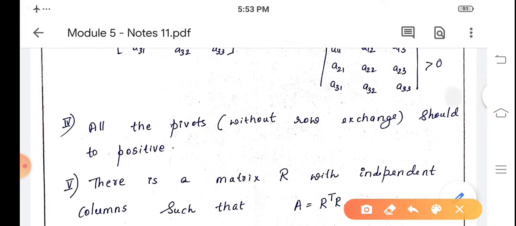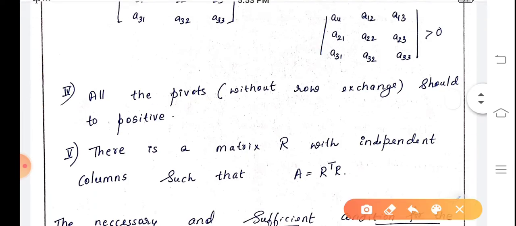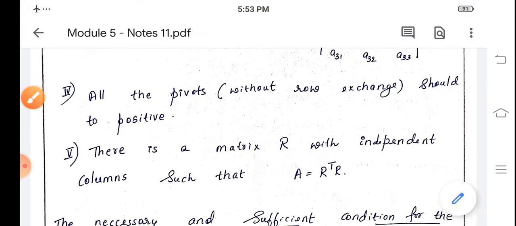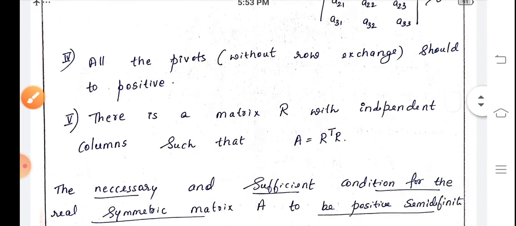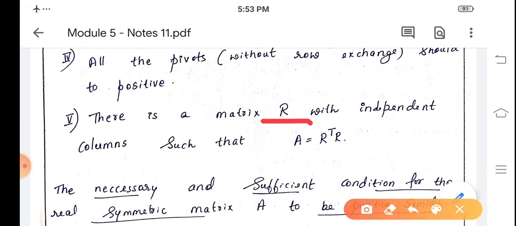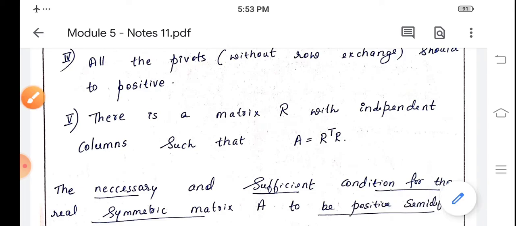And matrix of order 3, that is matrix A, determinant should be greater than 0. And all the pivots without using row exchange operation, all the pivots should be positive, greater than 0. And there is a matrix R with independent columns such that A can be written as R transpose R.